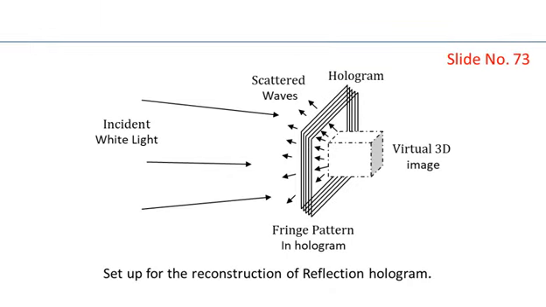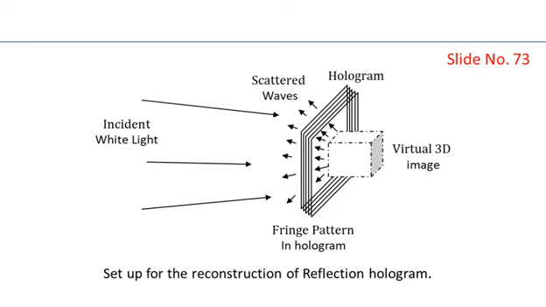So this is the setup for the reconstruction of the reflection hologram. You see that here the object is the 3D virtual object, which we have shown is constructed behind the hologram, and we are illuminating the hologram by the incident white light from the left. The white light is traveling from the left and is illuminating the hologram from the left, whereas the object is reconstructed at the back of the hologram, because this is the 3D virtual image of the object.